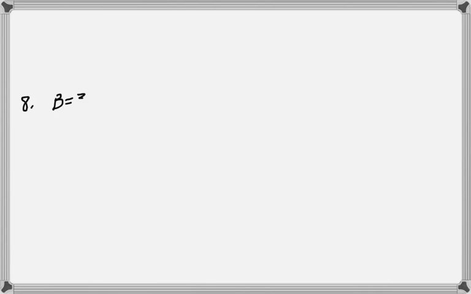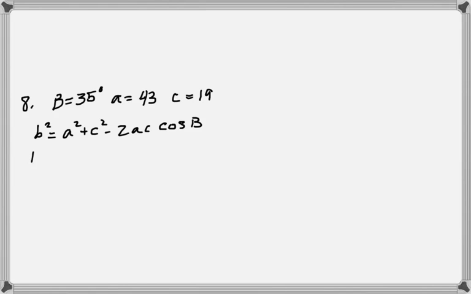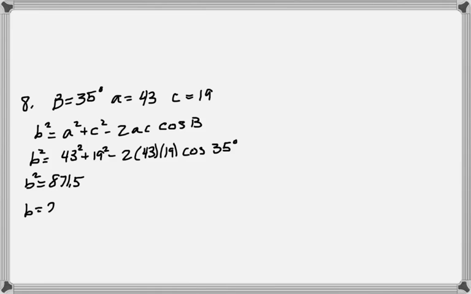Okay, let's look at a couple more. This is number 8. Number 8, we have B equals 35 degrees, A is 43 units, and C is 19. This is a traditional law of cosines problem. How do we know that it's law of cosines? One of each side. I have an A, I have a B, and a C. That's just straightforward. Let's go right into law of cosines.